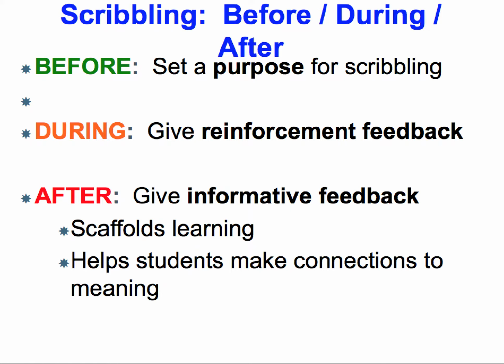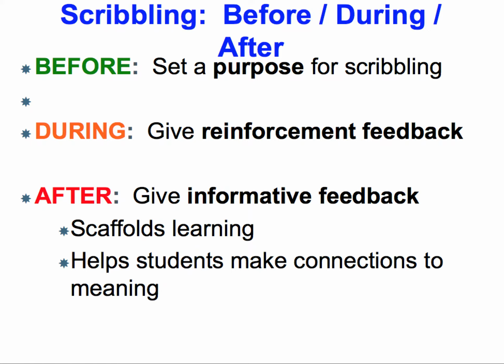When we're doing scribbling, we use sort of a before, during, after approach. Before scribbling, we set a purpose for scribbling, we talk about it, we model. So a student might, for example, choose a photo, and then I might pick a different photo and model myself using whatever alphabet tool that student is using to write. During, I give reinforcement feedback only if absolutely necessary, only if the student's sitting there and not writing.